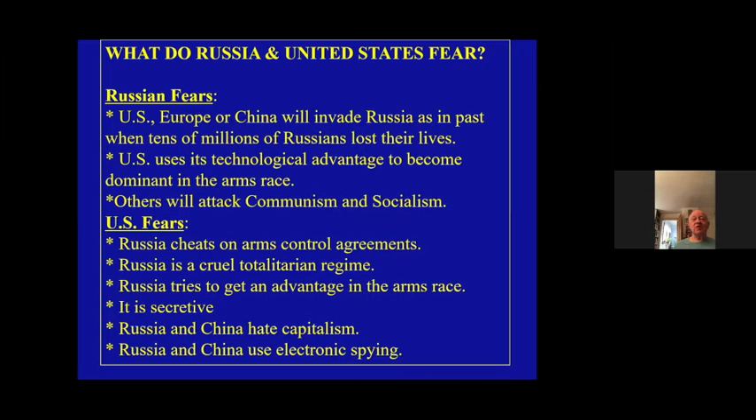US fears Russia will cheat on arms control agreements. Russia is a cruel totalitarian regime. Putin is not a nice person. He's a dangerous person. Russia tries to get an advantage in the arms race. It's secretive. It hates capitalism. And Russia and China use electronic spying. Okay, and then the next slide.